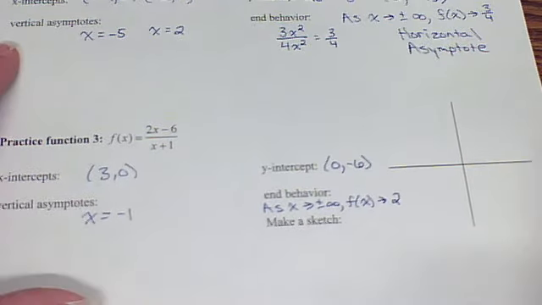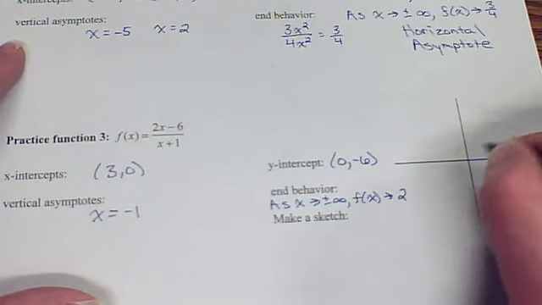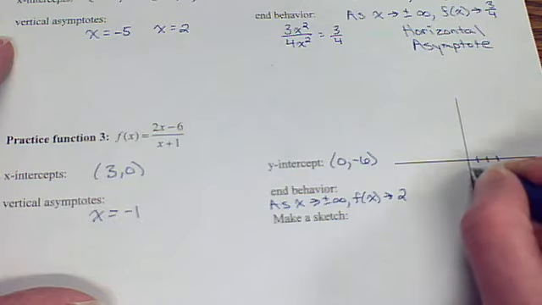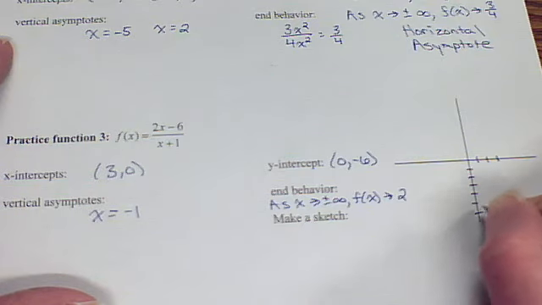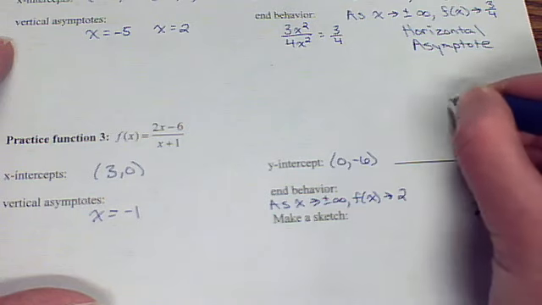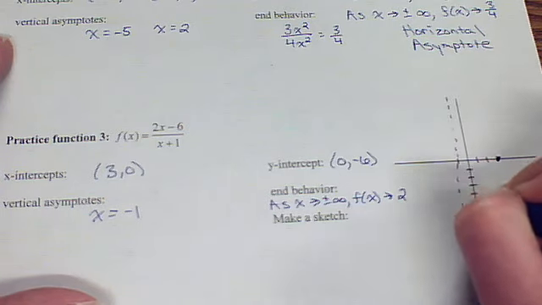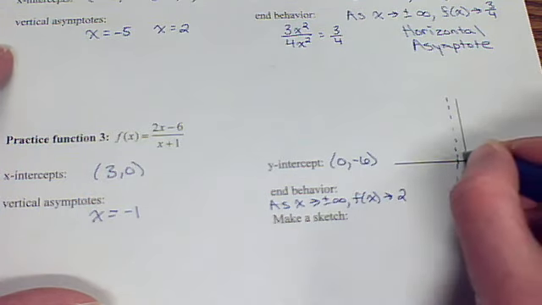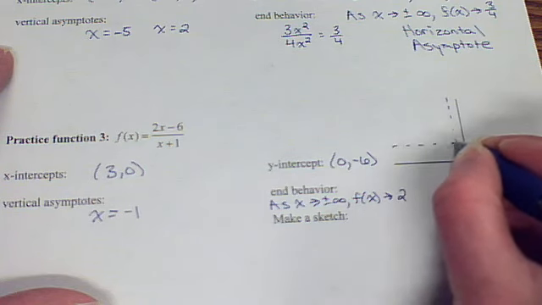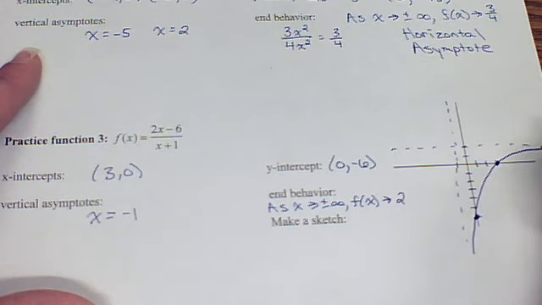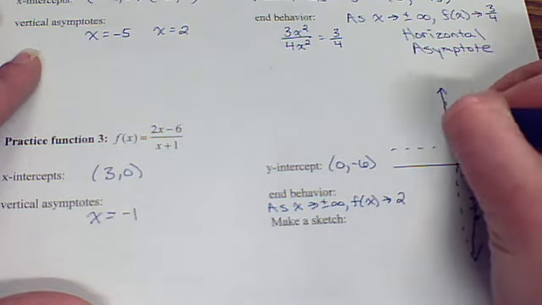2. All right, so this makes it a lot easier to graph. Our x-intercept is at 3. Y-intercept is at negative 6. So we have our intercepts. Vertical asymptote is at negative 1. Horizontal asymptote at 2. So I know this side's going to do this. That means this one's going to do this.